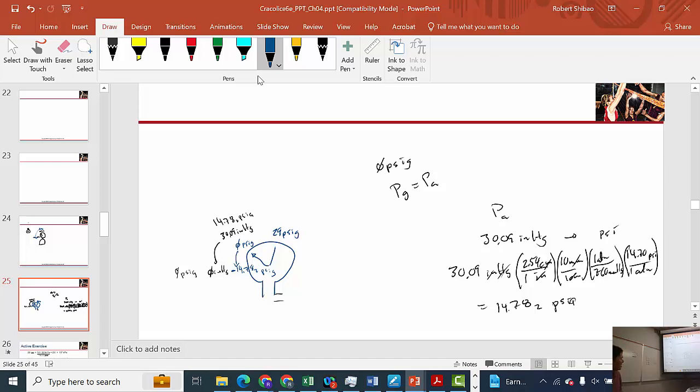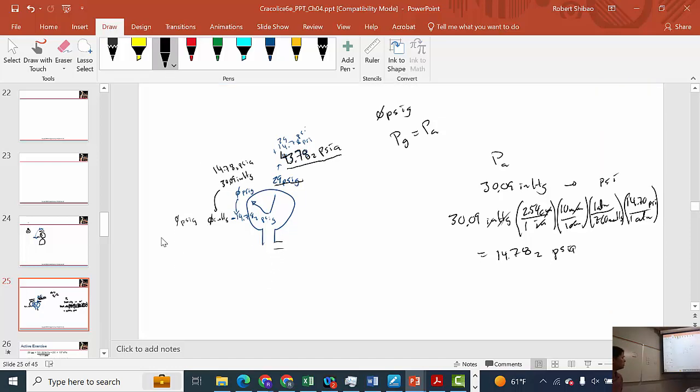And that means if we're at 29 psig, what must we be? We must be at 29 plus 14.78 psi. So plus 29, that's going to give me 43.78 psia. So 29 psig is equivalent to 43.782 psia. But they want this in kilopascals, so we're going to have to do some more calculations here.